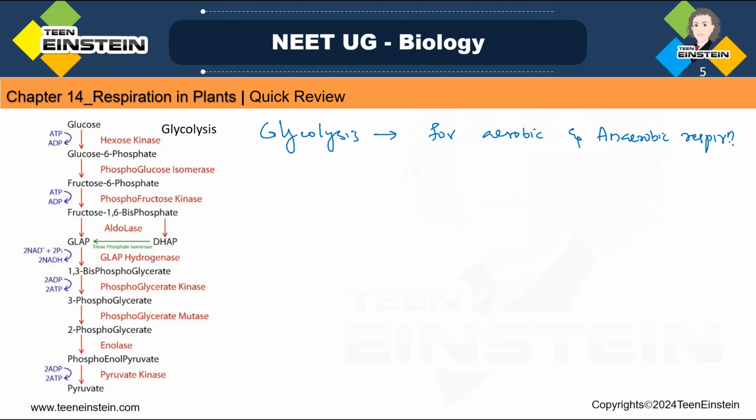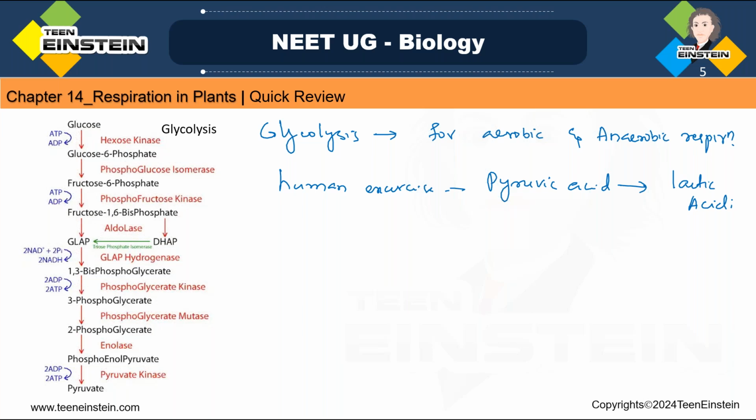See, in the muscles of humans during exercise, what is happening there? Pyruvic acid is reduced to lactic acid during exercise. Pyruvic acid is getting reduced to lactic acid. It's forming lactic acid during exercise time.